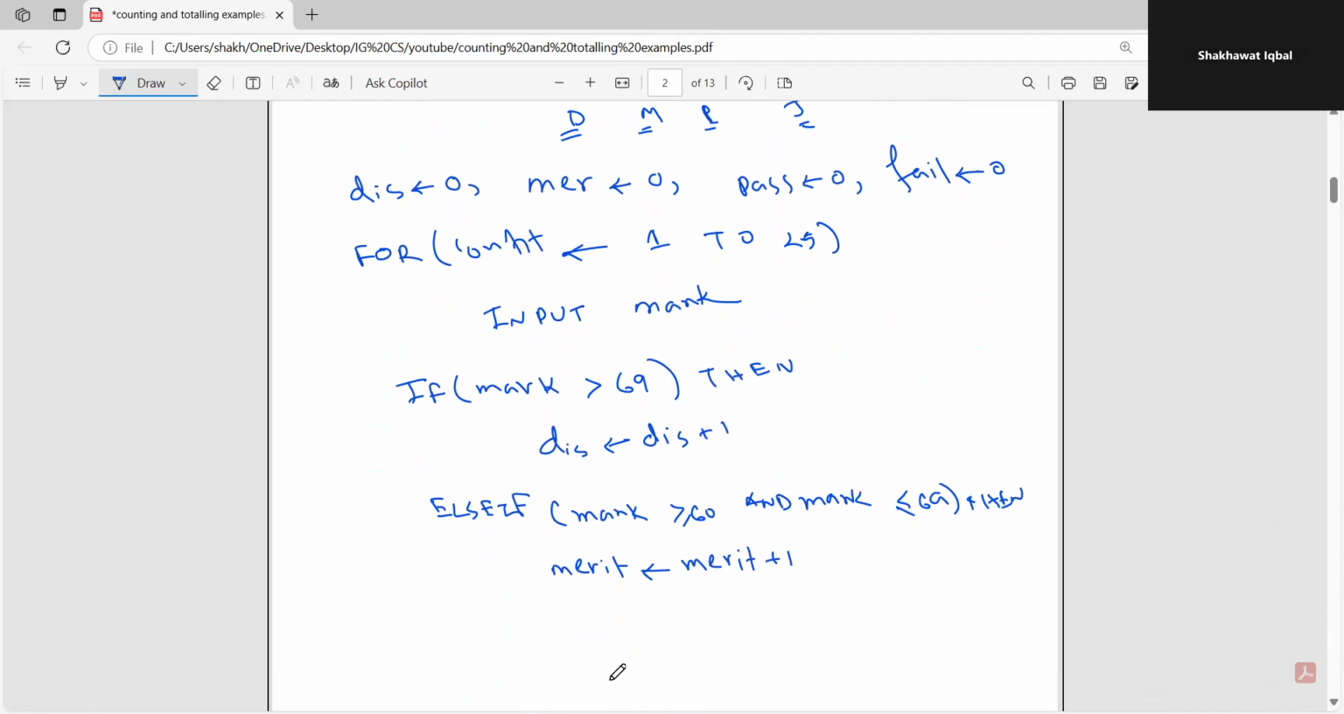Okay. Then else if mark greater than or equals to 50 and mark less than or equals to 59, then pass will increase by 1.